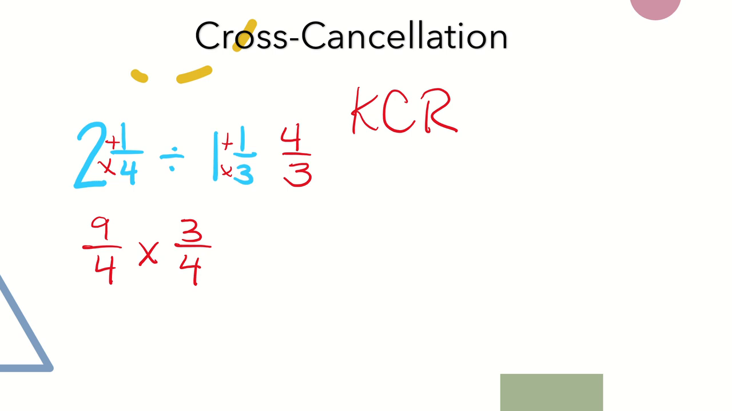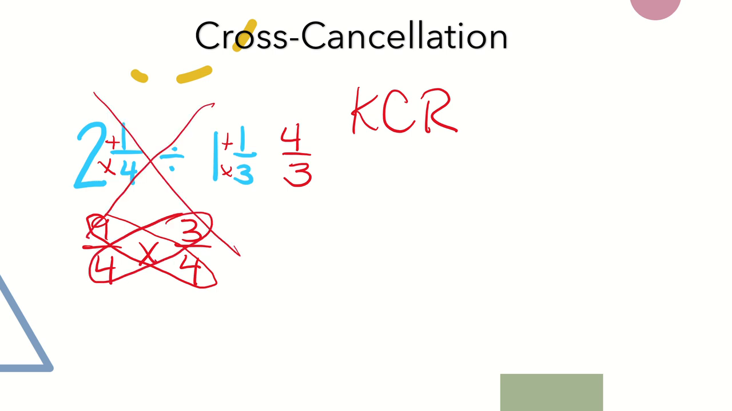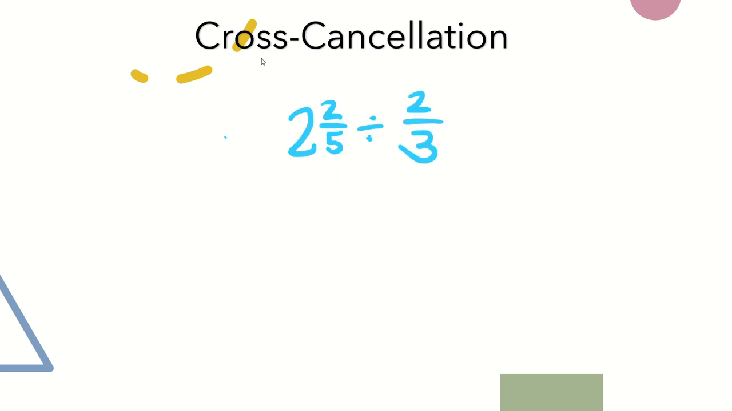In this case, can we do my cross product? No, we cannot do a cross product because there's nothing that they have in common. 9 and 4, and 4 and 3. So in this case, we could not do cross product on this one.